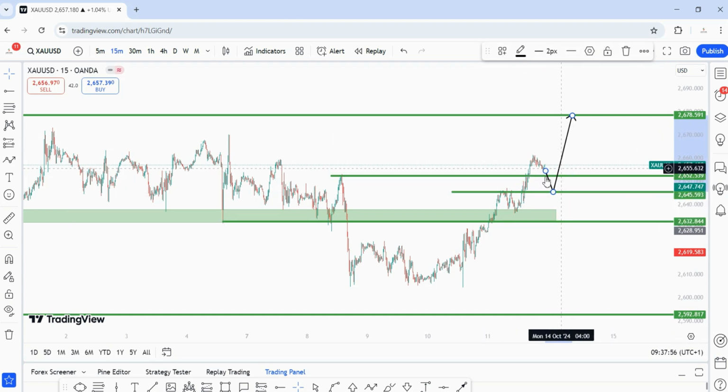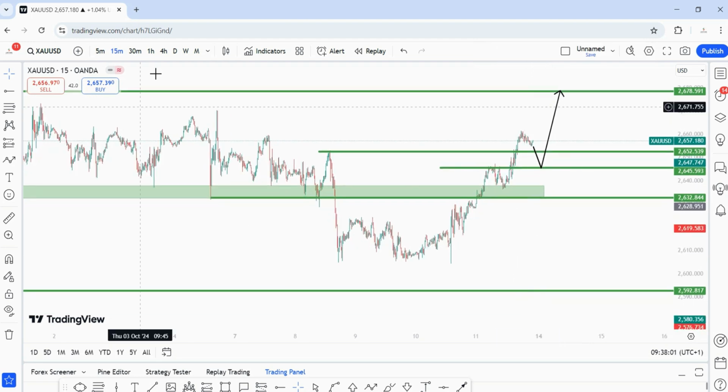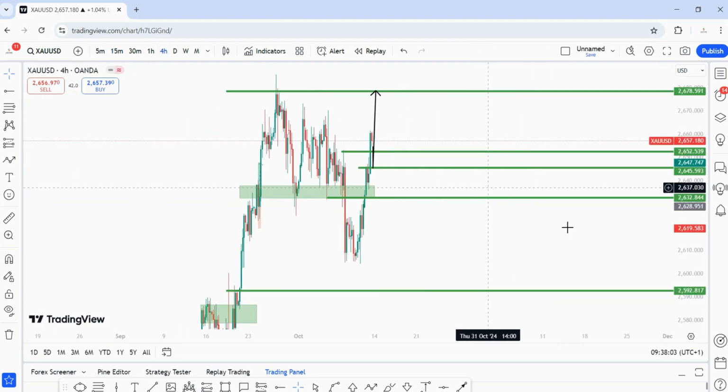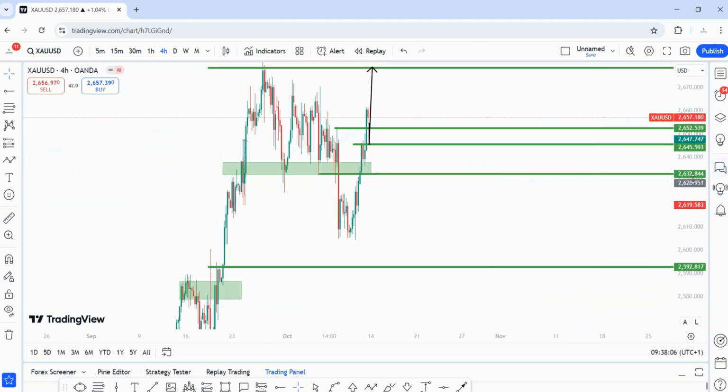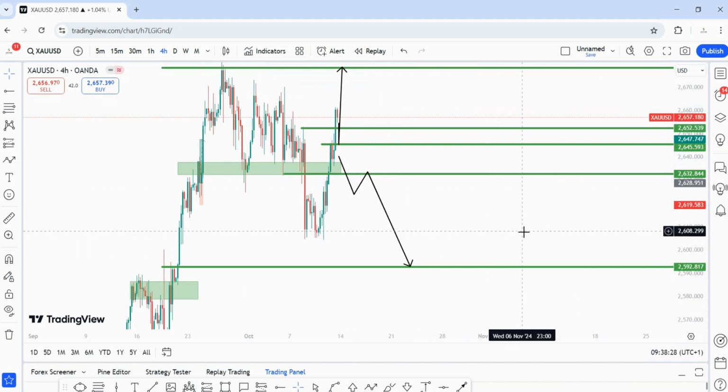So if you don't get an entry confirmation around here and price just continues blasting to the downside, then guys, back to the 4-hour time frame, I'd like to see price break back below this 2,632.844 area, just like I said last week. Break below it, come back for a pullback, then I'll switch to a much lower time frame and sell with my target being 2,592. But I am more bullish, at least for the early part of next week, than bearish. All right, so those are the bullish and bearish scenarios on gold.